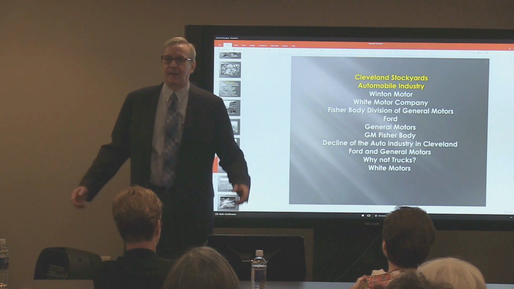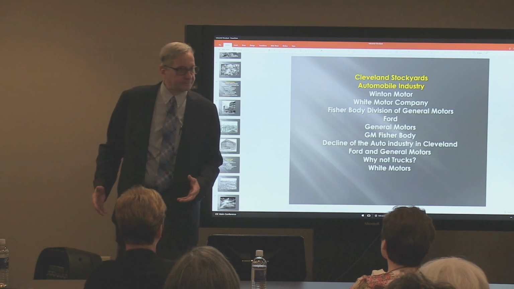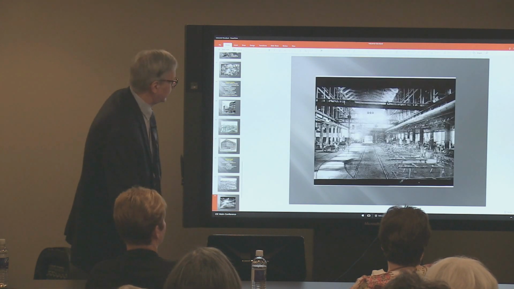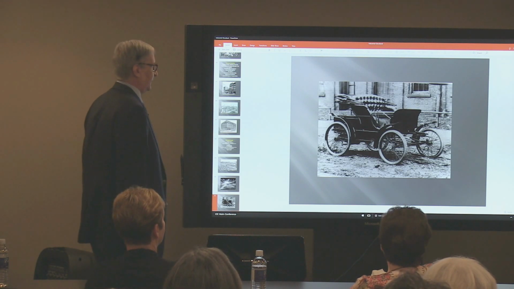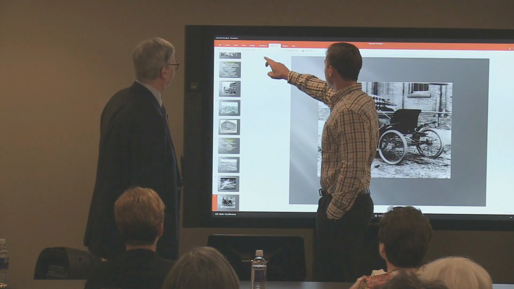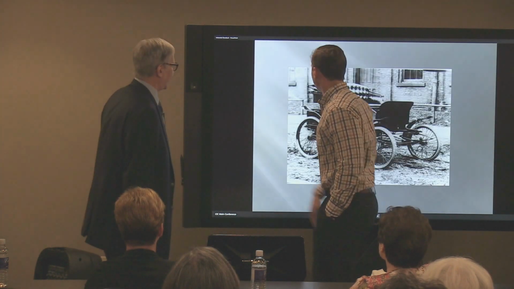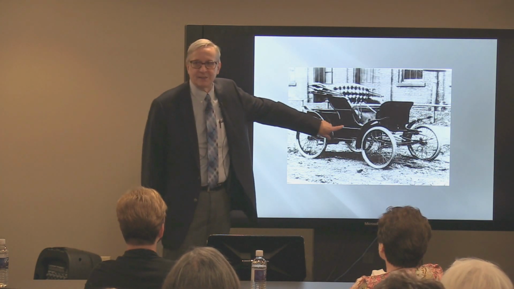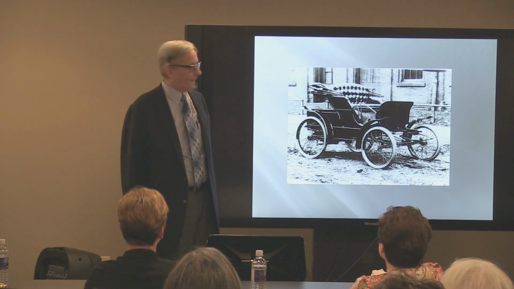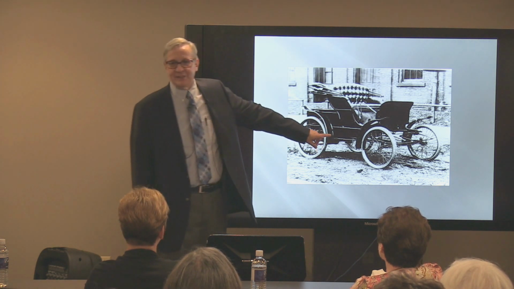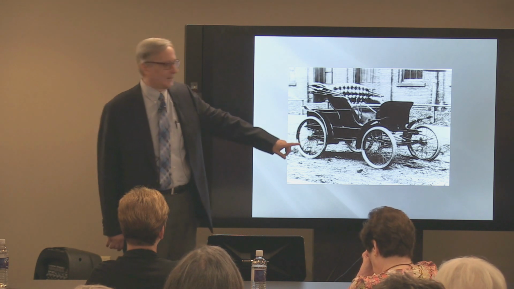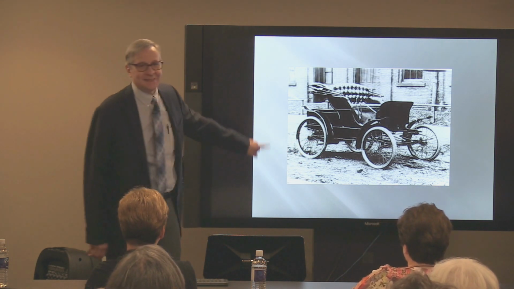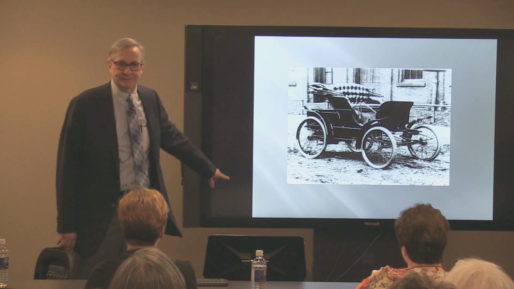Mr. Winton was originally a carriage maker. And what he would do is take a carriage, which is what was usually done in the old days. A carriage maker took a carriage and put a gasoline-powered engine on it. It had bicycle tires. It had no shock absorbers. It had no lights. It had no turn signals. It had no horn.